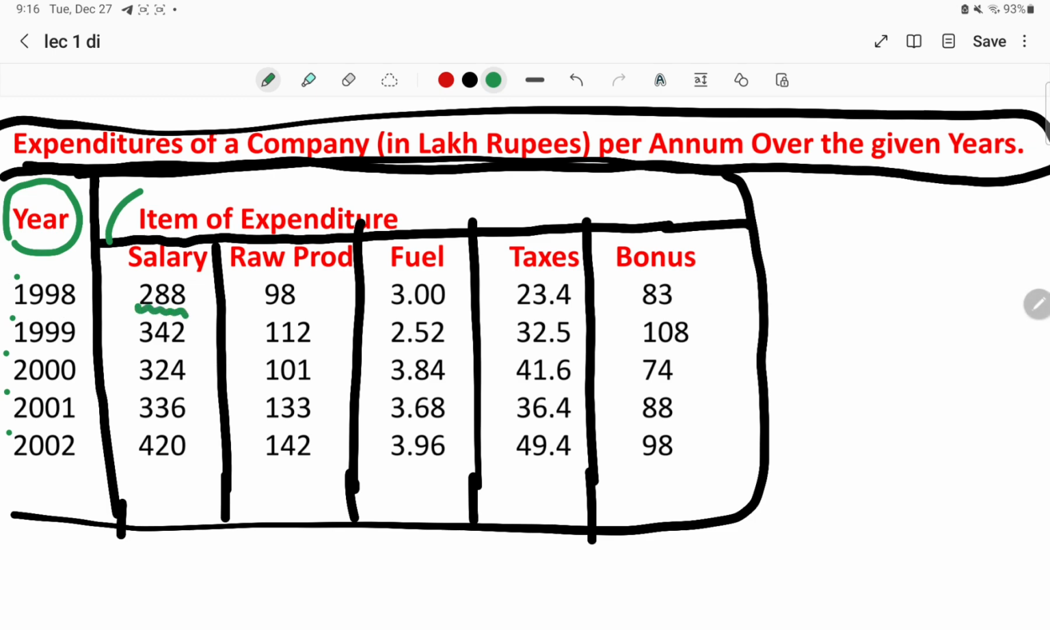Now whatever the data is given, it is mentioned in lakh rupees. The data given over here is in lakh rupees. So 288, these are all the quantities in lakhs. 98 lakhs for the raw product.